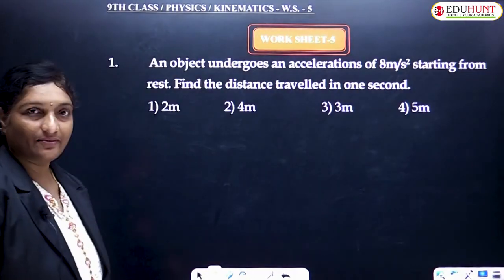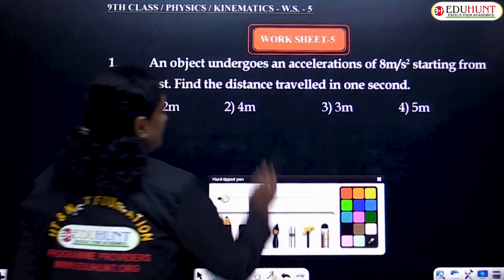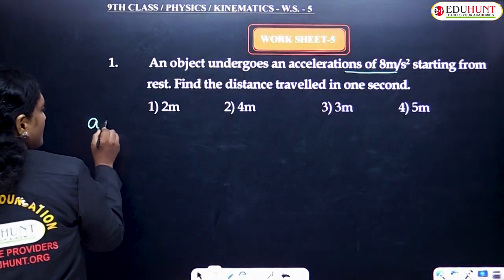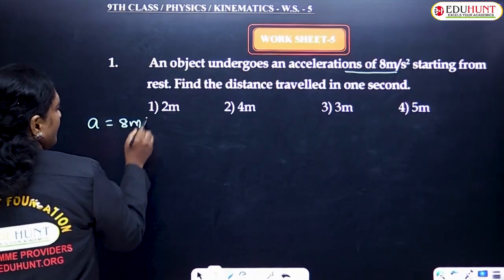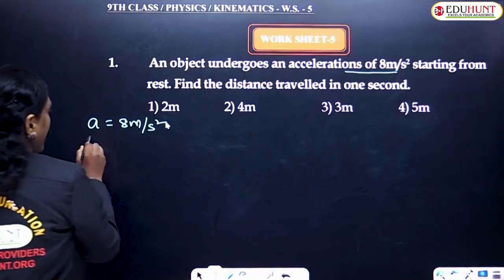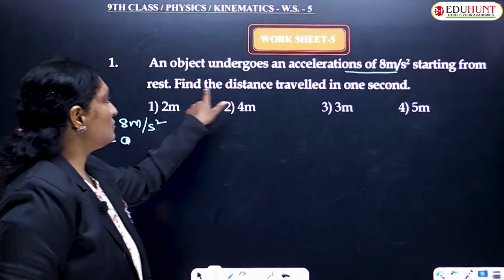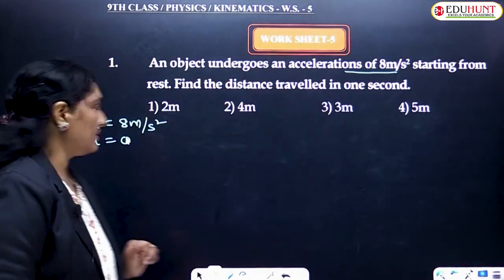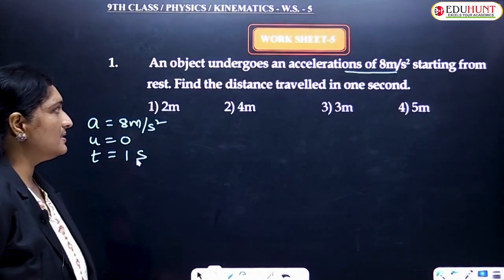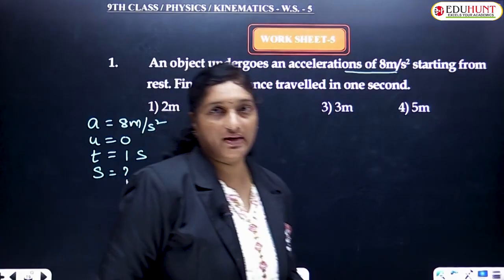So before starting with the numericals, let us try to write the given data. What is given data, children? First one, acceleration was given. How much acceleration? Acceleration A is given to be 8 meter per second square. Okay, and starting from rest, what else was given, children? Starting from rest means initial velocity is taken as 0. You are asked to find the distance travelled in 1 second, so the time is also given to be 1 second. Time was given as 1 second and you are asked to find out the distance. So this is the given information.